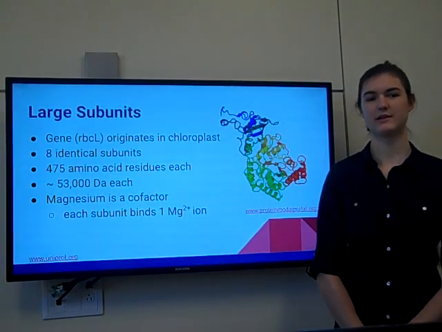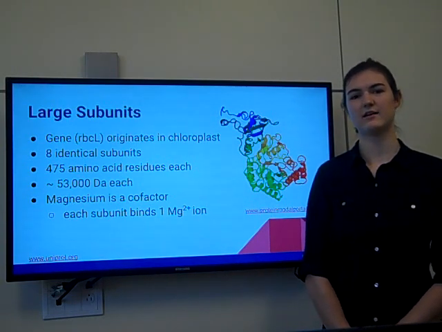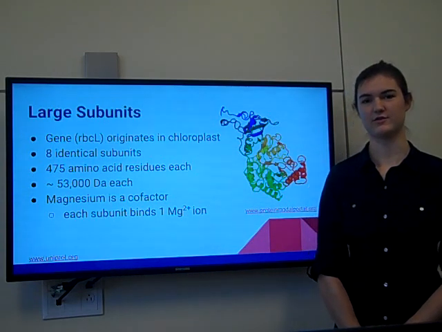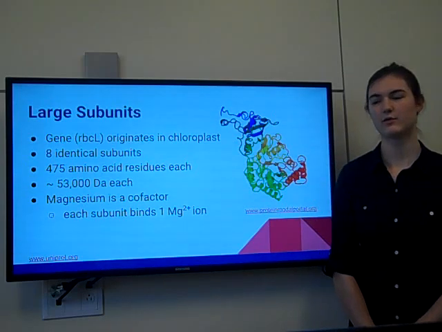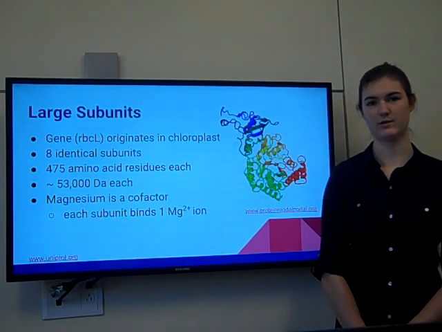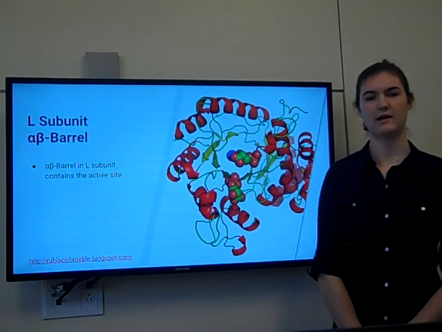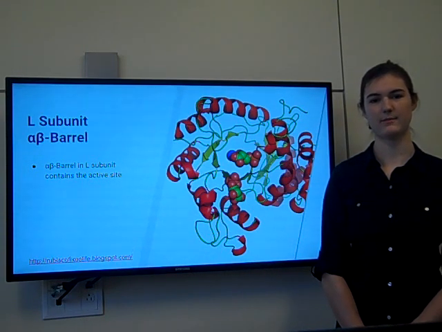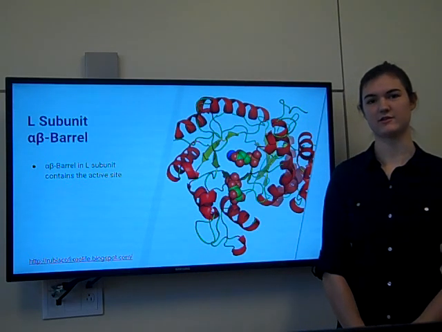The large subunit originates from the RBCL gene in the chloroplast. All 8 large subunits are identical, with approximately 475 amino acids each, depending on the organism. An important cofactor for the large subunit is magnesium, and each subunit binds just one magnesium ion. The L subunit has many alpha helices and beta sheets, forming an alpha-beta barrel, which is where the magnesium ion lies, and it constructs the active site.